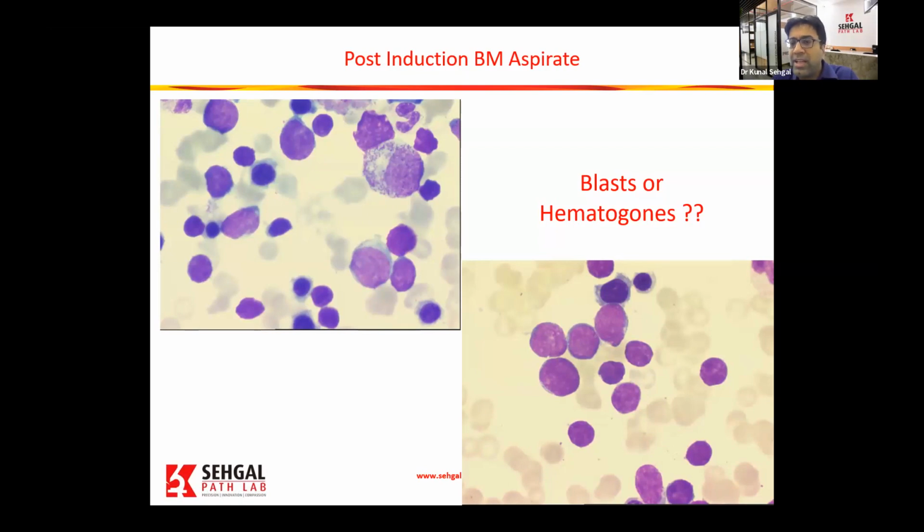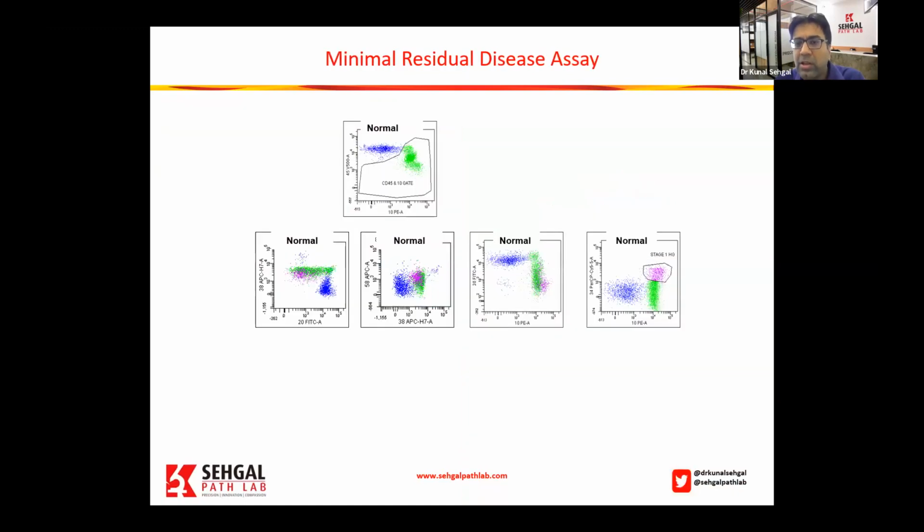And this is the example to bring to you the problems of relying only on morphology. So here, simply hematogones would not be an answer. So I need to do MRD, minimal residual disease or measurable residual disease, as it's called now. We don't look only at markers because both the blast and hematogones, or abnormal blast and normal blast, will express the same markers: CD10, CD20, CD19, CD34. So we go back to morphology, but morphology and flow.